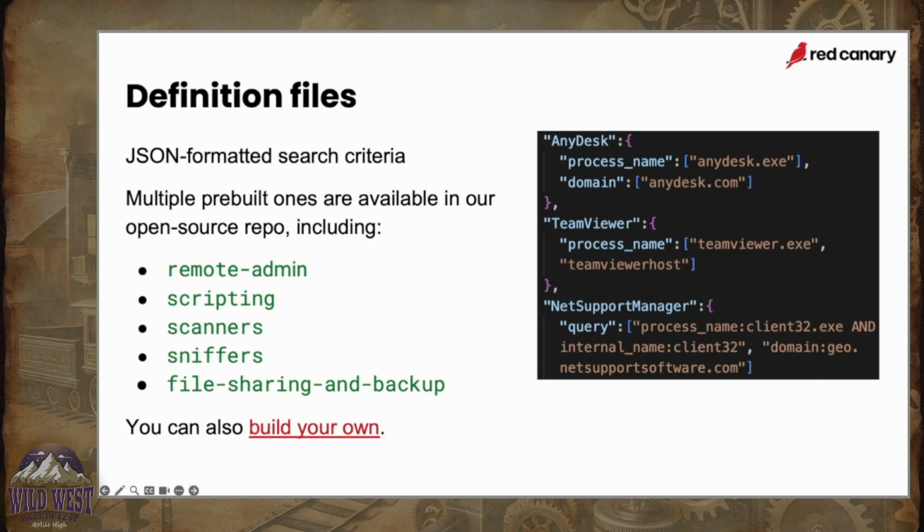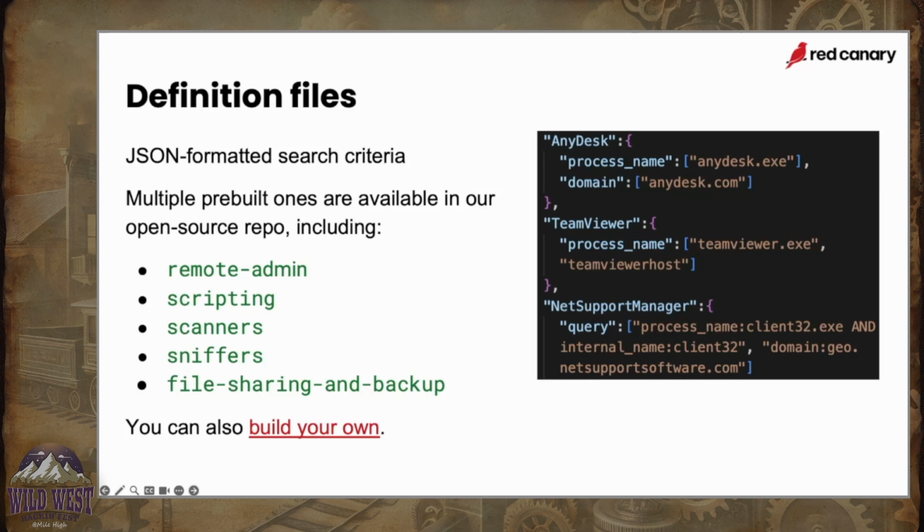So I want to show to the right, we have an example where we're saying we want to look for AnyDesk. What are the ways that we can identify AnyDesk? Well, one way is looking directly for the process name, anydesk.exe. That's pretty easy. That's also modifiable, so we'll talk about that a bit later. You can also look for any network connections to anydesk.com, right?